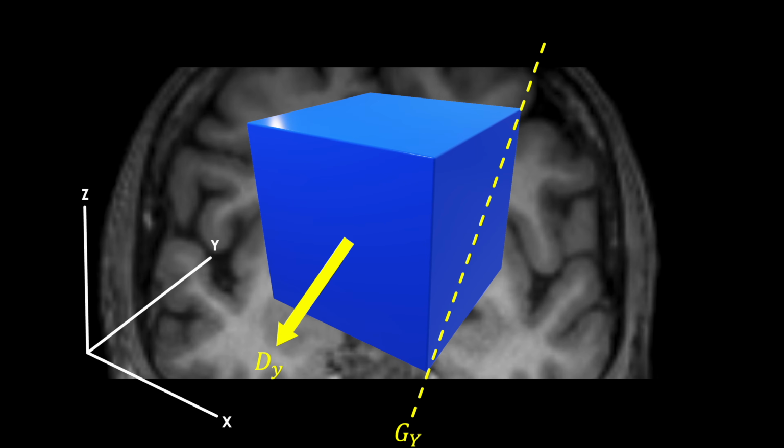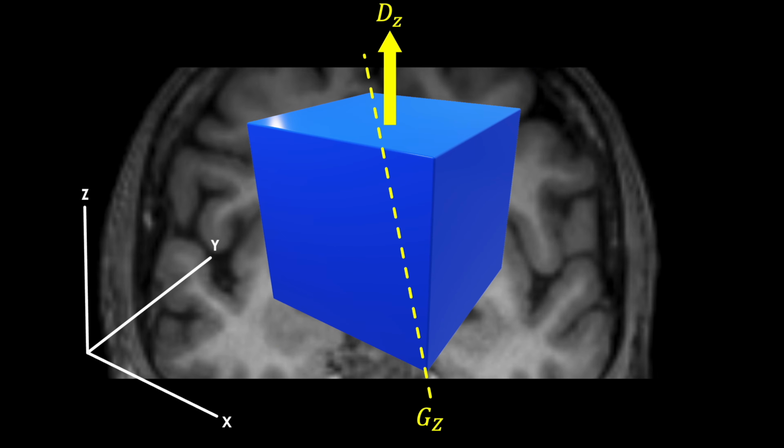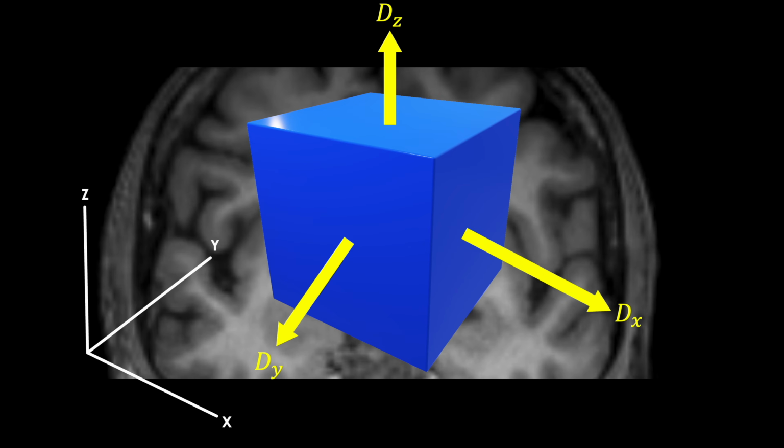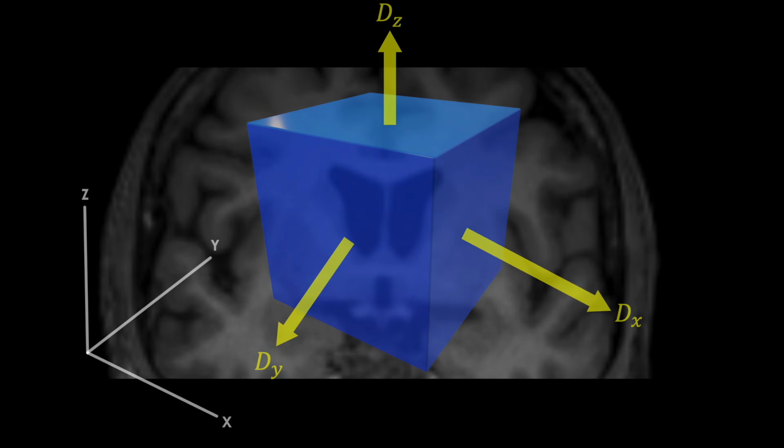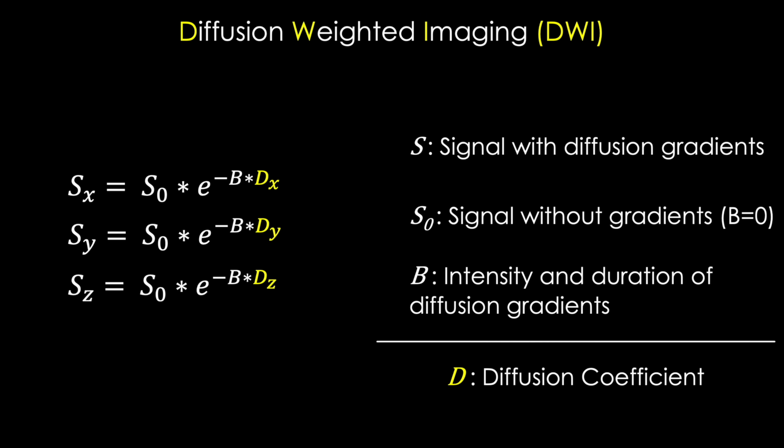Finally, we repeat these steps with our diffusion gradient along the z-axis, and with this we detect diffusion in the z direction. So to summarize, we've run 3 sequences with diffusion gradients along the x, y, and z axes, and we have enough information to determine diffusion in these directions. How do we calculate this? Well, it turns out, we have pretty simple formulas for this that we covered in the first lecture.